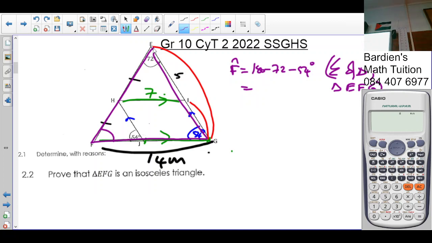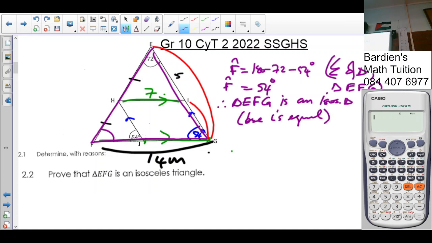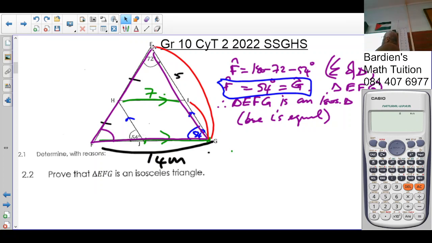54. So since angle F is 54, therefore triangle EFG is an isosceles triangle. Why? Because the base angles are equal. So angle F is equal to angle G, which is 54. I have to write that in as well. Okay, but since that is the case, you can now say that triangle EFG is an isosceles triangle because the base angles are equal. What's wrong, Michael?